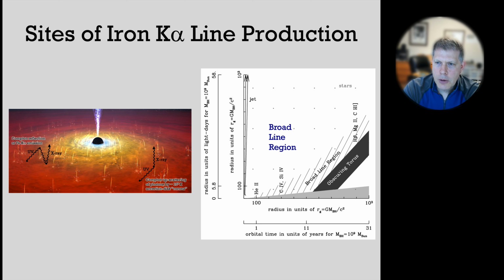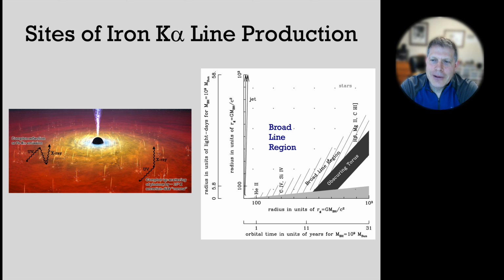They can shine out upon the obscuring torus. And X-rays interacting with the torus can also cause iron line emission to be produced out there. So that's another place you can get iron emission. You may also get iron emission when X-rays irradiate broad-line region gas, and X-rays could be made that way. And there's a variety of other possibilities.